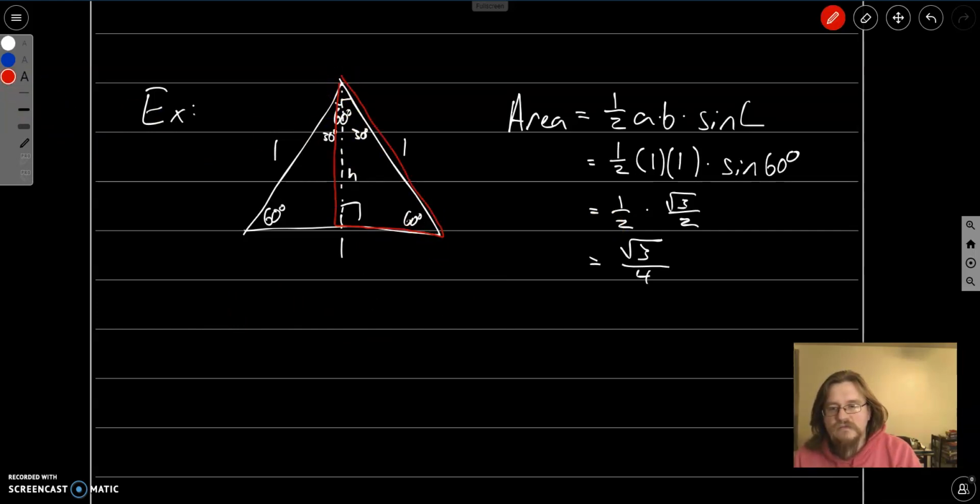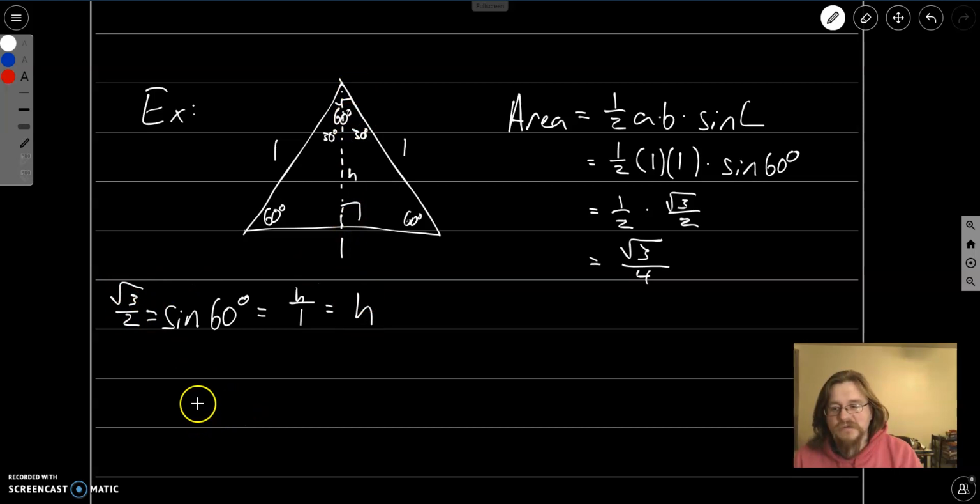The sine of a 60-degree angle is going to be equal to the side opposite, which is h, divided by the hypotenuse, which is 1. So h divided by 1, well, that's just h. And the sine of a 60-degree angle, we had said, was the square root of 3 over 2. So the height is just the square root of 3 over 2.